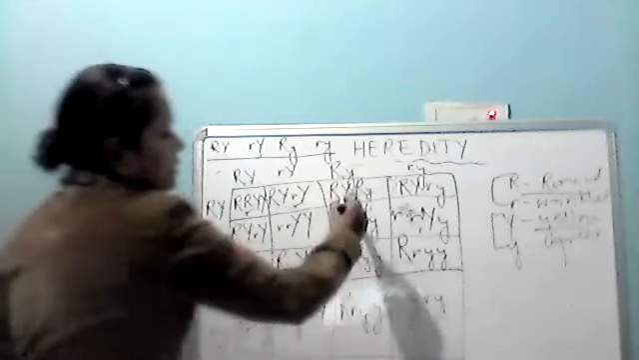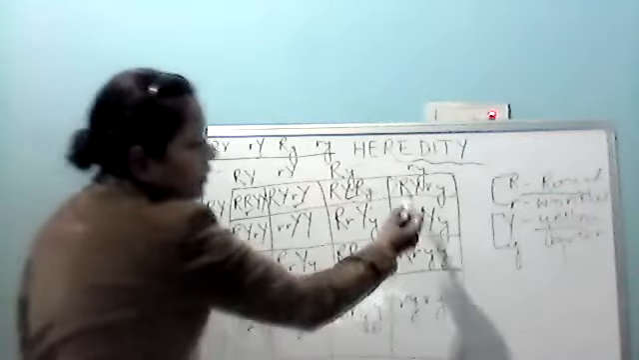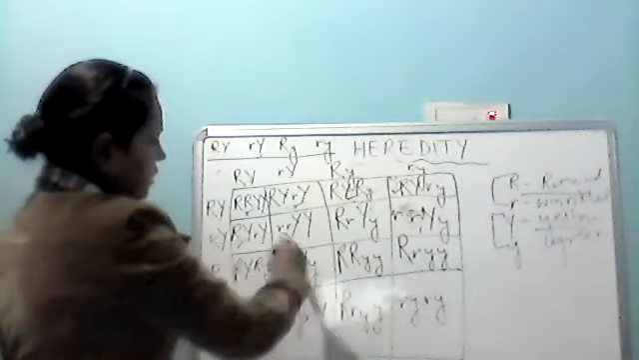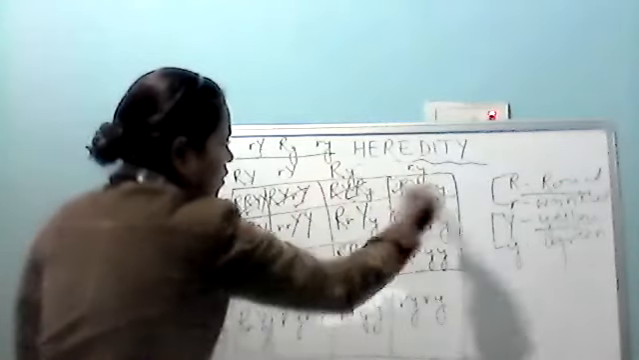Wherever capital R and capital Y is there, that is the dominant character. So in this one, capital R and capital Y is there. Here also capital R and capital Y is there. This one is also, here also capital R, capital Y. See, this one, then one, these four we are getting. 1, 2, 3, 4. Here 5.